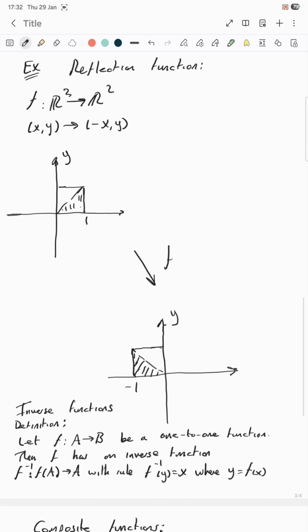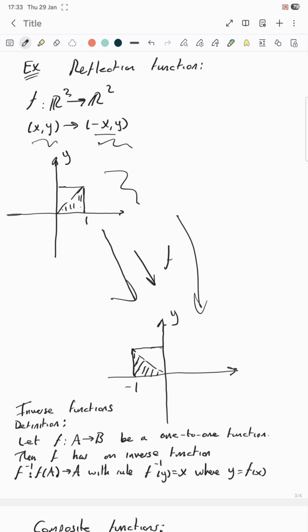Now reflection functions. f such that R squared goes to R squared, (x, y) goes to (-x, -y). So under the function we're starting with this, and from this function we're going down here to this. So this is the reflection function as the example.